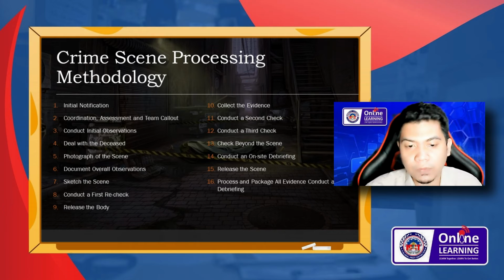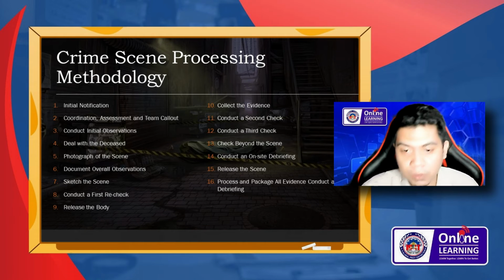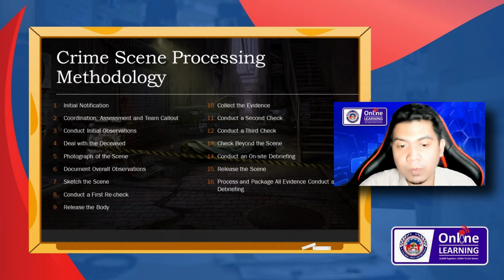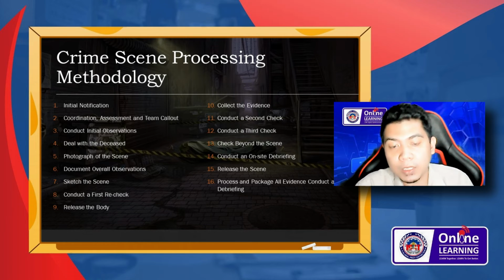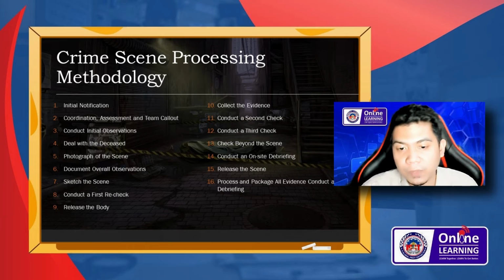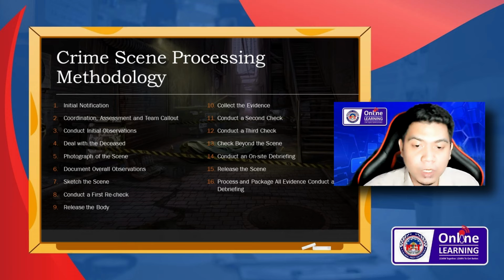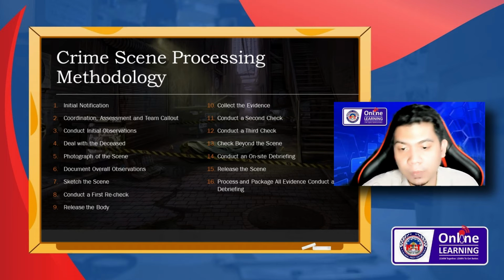So next one, we have here the step number four. Deal with the deceased. Check apparent deceased victims for signs of life. Identify anyone who may have already examined victims. Coordinate the ME investigator and examination. Make note of any action taken during this examination that altered the body.